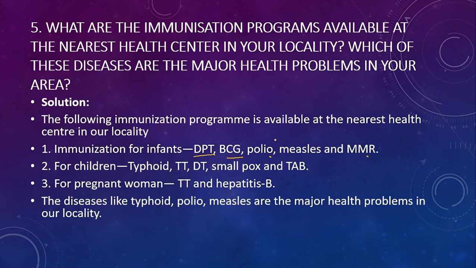Okay, these all are the types of vaccines. DPT is the vaccine for diphtheria, BCG is for TB, and this one is for polio. For children there is a vaccine for typhoid, TT is for tetanus, and DT for smallpox. TAB is for pregnant women. Again there is the injection for TT and hepatitis B.